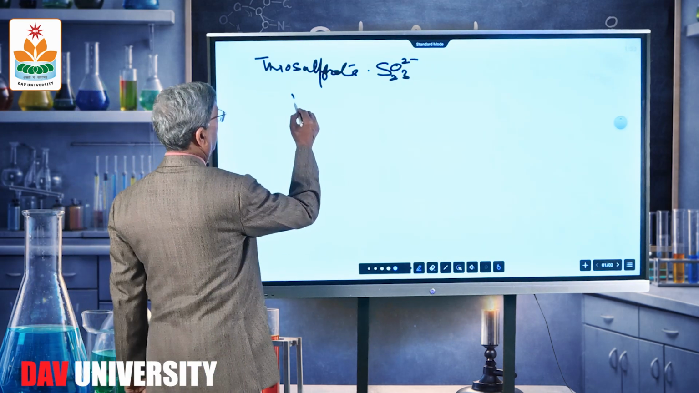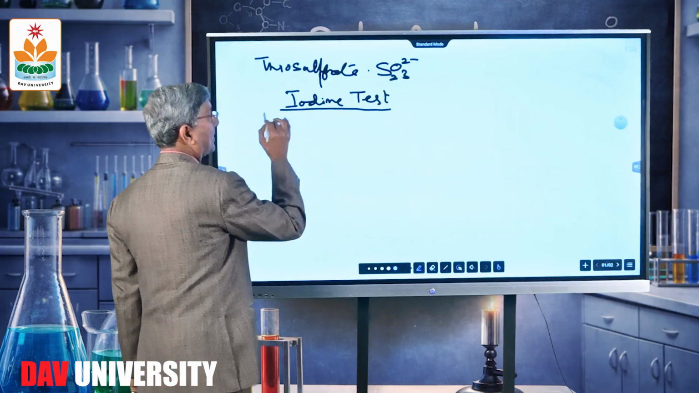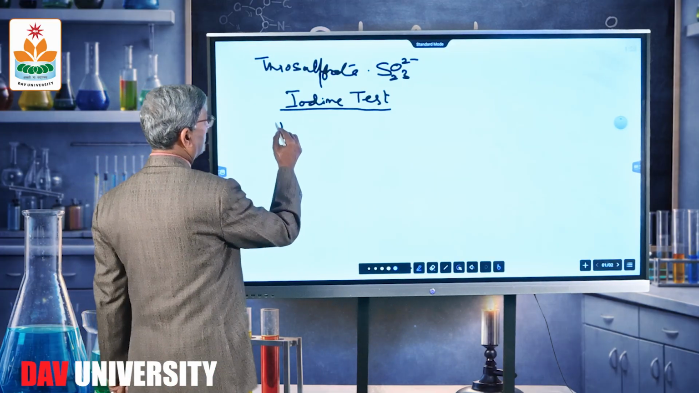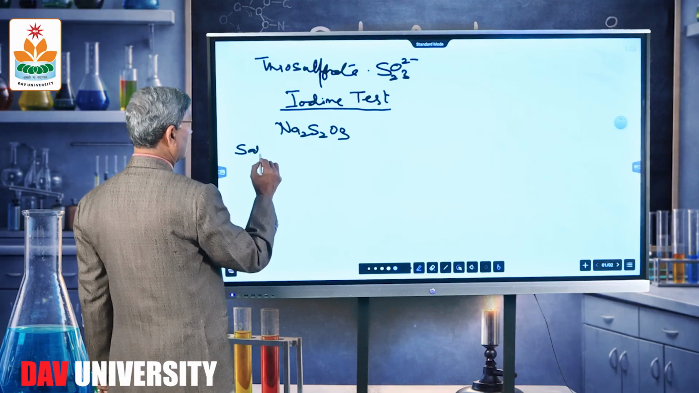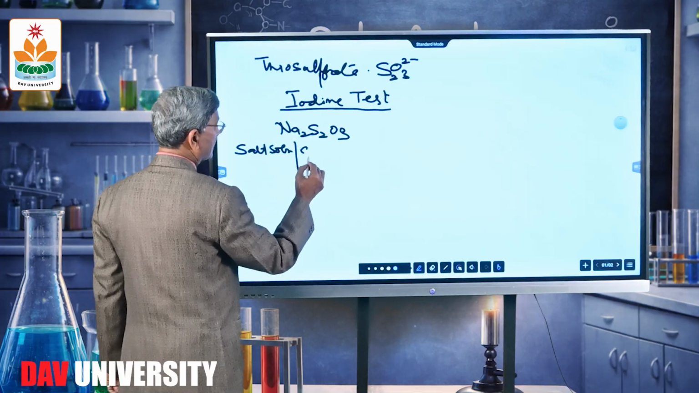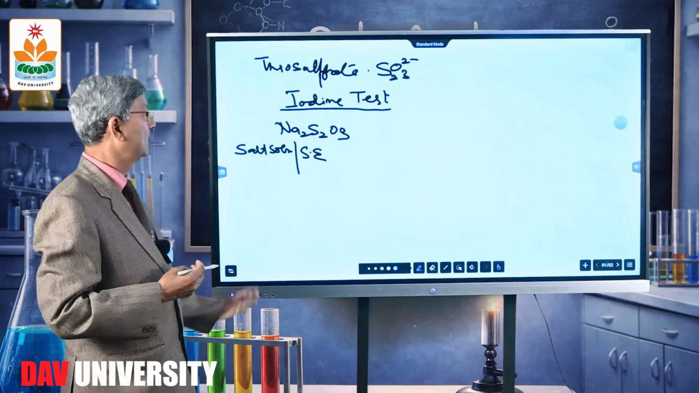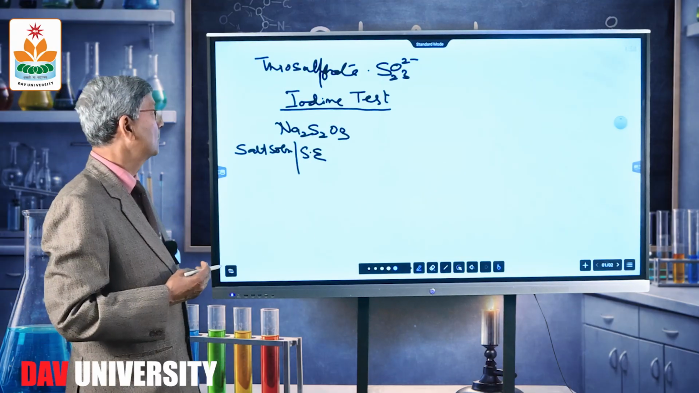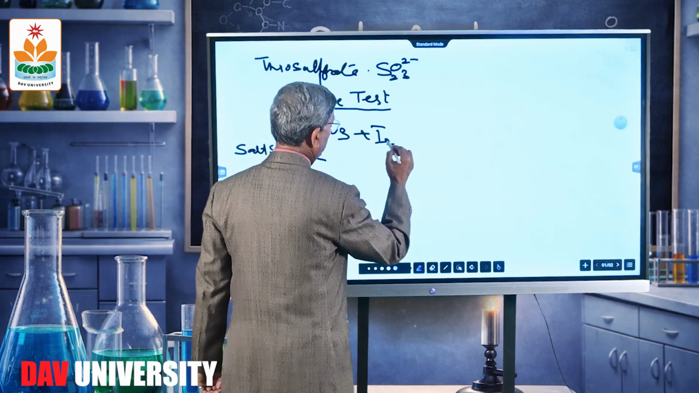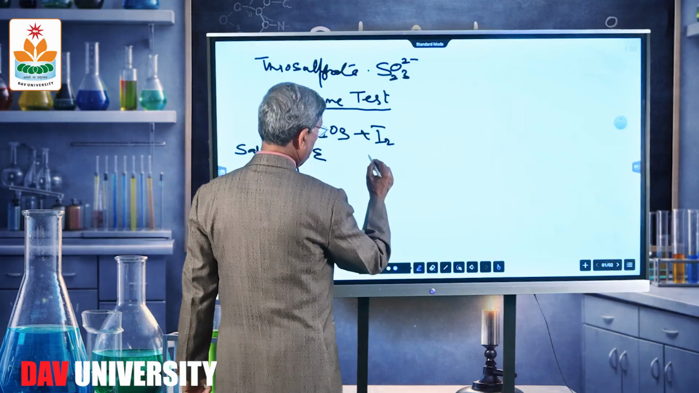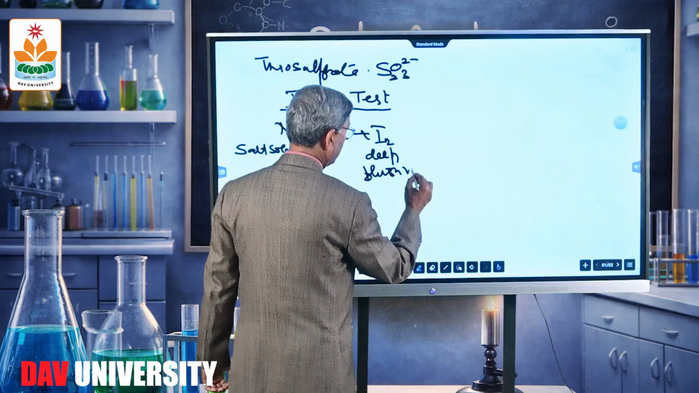The first test is the iodine test. What happens? We take sodium thiosulfate. This is present, again, in salt solution, SC. We treat it with acetic acid to decompose the undecomposed carbonates, and to this solution we add iodine solution. All of you know iodine is a deep bluish violet.